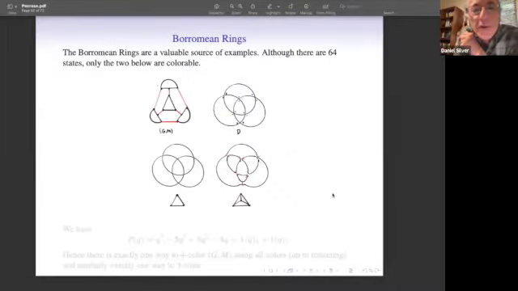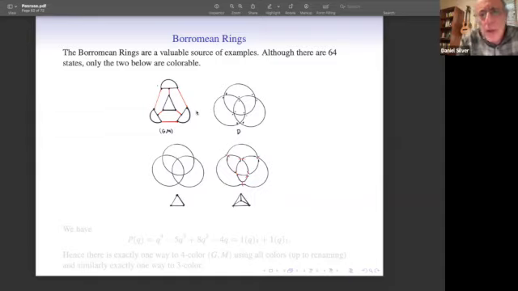A good example is the Borromean rings. This is always a great source of examples in knot theory. So the Borromean rings, there are 64 states. The way I've drawn it, I've picked the matching. And by the way, I didn't say it, and I want to make sure I really do say it. This Penrose polynomial depends on the perfect matching. I could have chosen a different perfect matching here, and you will get most likely a different polynomial. But of course, the evaluation at 3 will be the same.